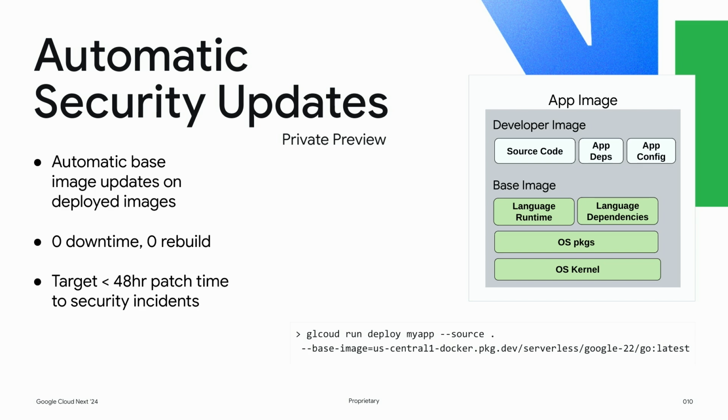Announcing automatic base image security updates. This is currently in private testing and coming soon to public preview. This is backed by 10 years of operational experience running automatic updates for both App Engine and Cloud Functions. We're bringing this capability to container deployments in Cloud Run for the first time. Keep your containers secure with zero downtime and zero need to rebuild. Google will update the base layers of your deployed containers with a target of less than 48 hours responding to security incidents and CVEs.